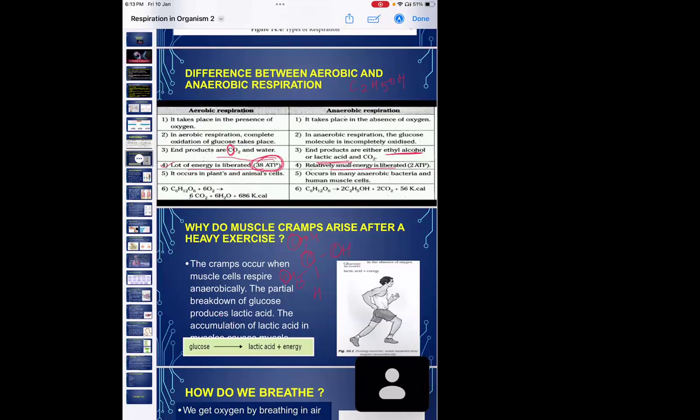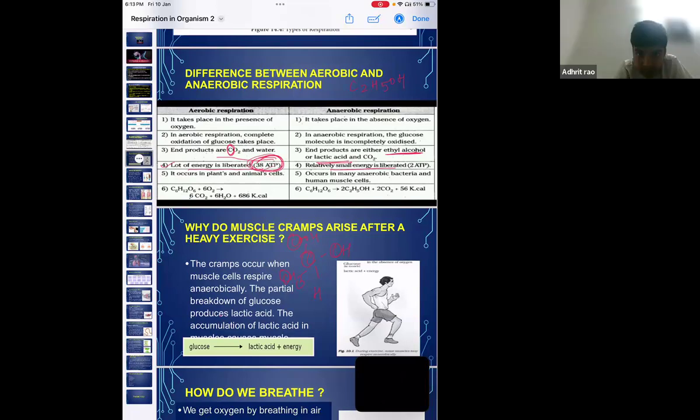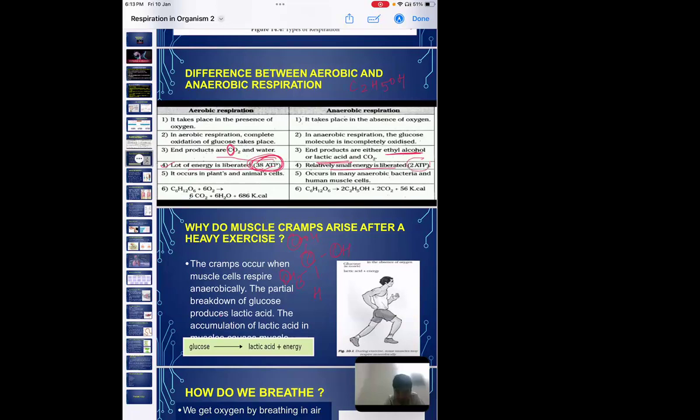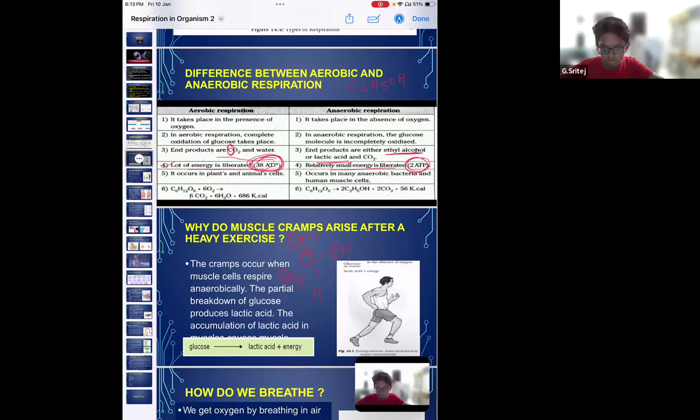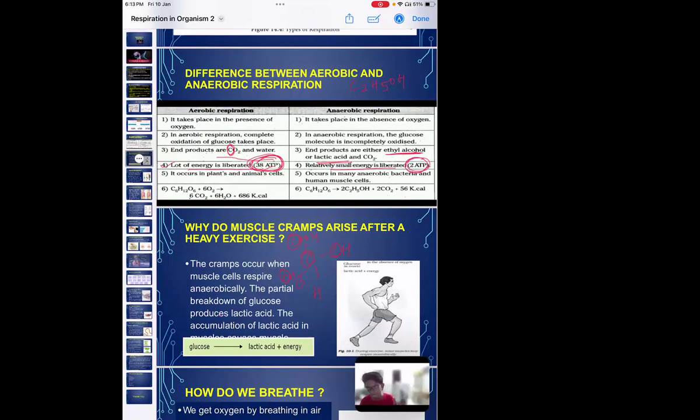How many ATP are produced in the case of aerobic respiration? 38 ATP. And for anaerobic, how many ATP are there? 2. So you can see how big the difference is. In the case of aerobic, we are producing so much energy, which is 38 ATP, whereas in anaerobic, just 2 ATP will be formed.